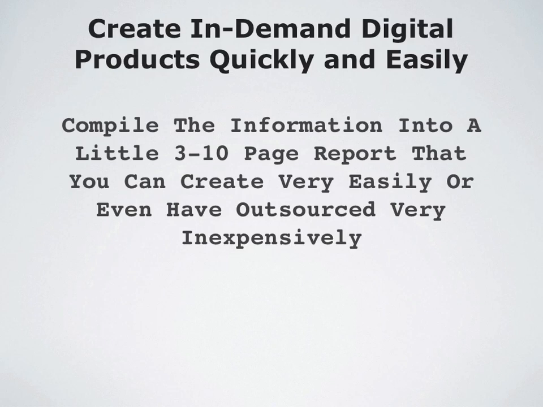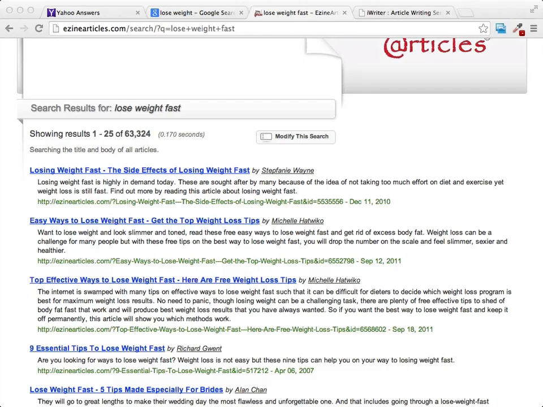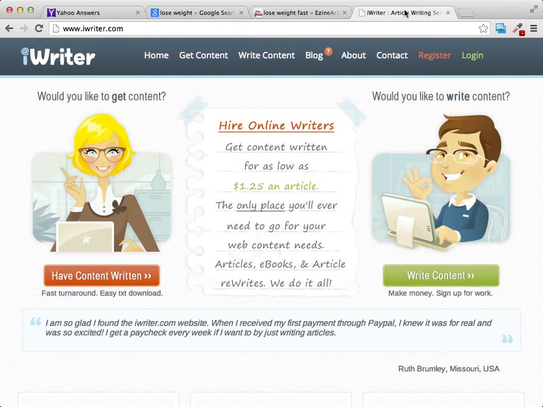Probably the first time you do it, it's going to take you a little bit longer, but these are simple little reports or little articles even. We're going to do one article on each of these different topics. And it's something you can have outsourced really inexpensively. You can go right now to iWriter, a website available at iWriter.com. You can get articles written for as low as $1.25 each.